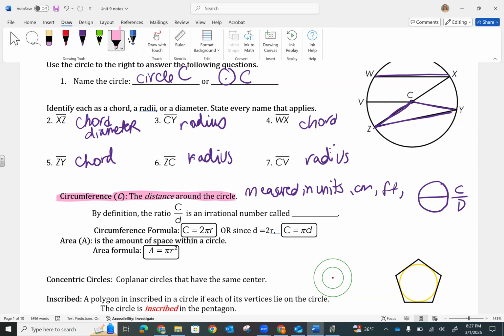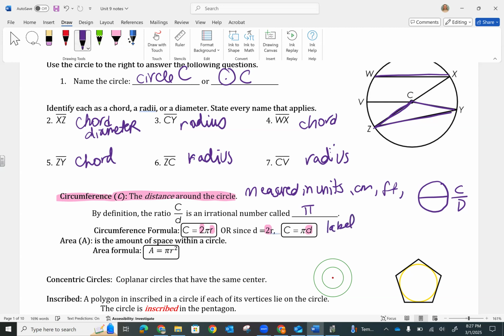So to find the circumference, you can either do 2 times pi times r, or, since 2r is actually what the diameter is, notice it's right here, 2 and r, you can just call that d. So pi times 2 times r, or just pi times d. Double the radius and multiply it by pi, or just take the diameter times pi. That'll give you the circumference. And you also always label it in terms of units.